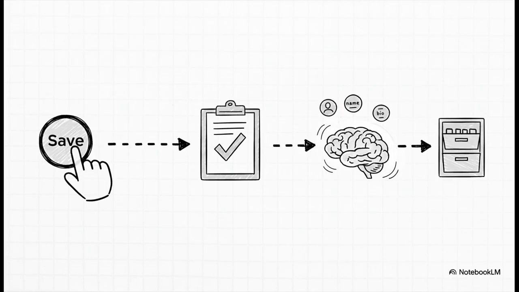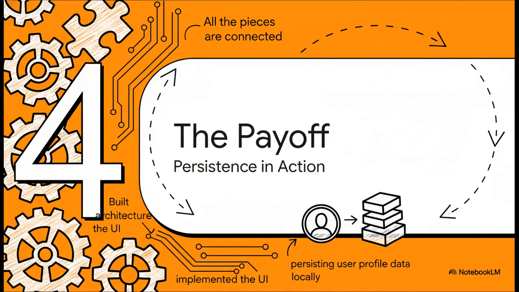And the final piece of the puzzle is the handleSave function. This runs when the user taps the save button. It does a quick little check, making sure the name isn't empty, and then it calls the setUser function from our context, passing in the new data from the local state. That's the trigger. That tells our brain to update itself and write the new profile to async storage. And that's it. All the pieces are connected, we've built the brain, we've implemented the UI. Now let's talk about the payoff and see our persistence in action.